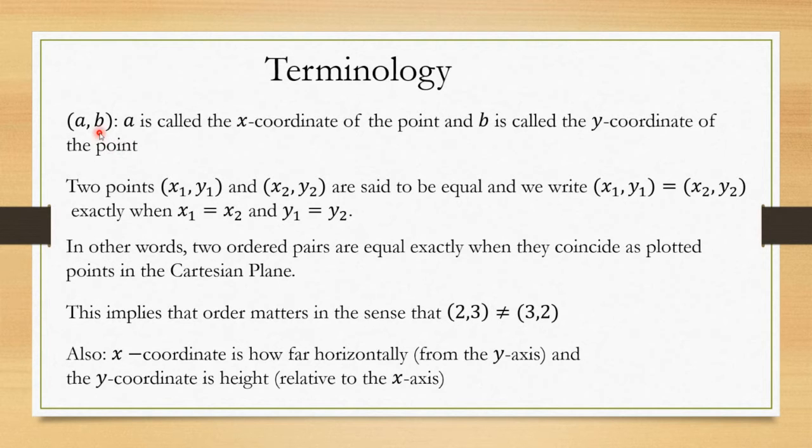b, that second number, right? It's called the y coordinate of the point. The y coordinate. I've seen some people call a the first coordinate, b the second coordinate. I think I've seen people call, if I remember correctly, a the, I don't know if I'm saying this word right, abscissa, and b the ordinate. But again, for the most part, people call a the x coordinate, b the y coordinate.